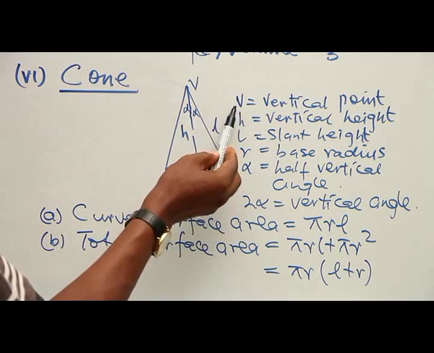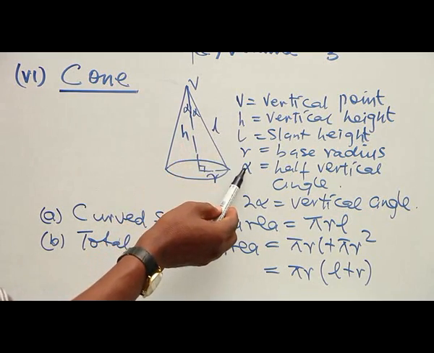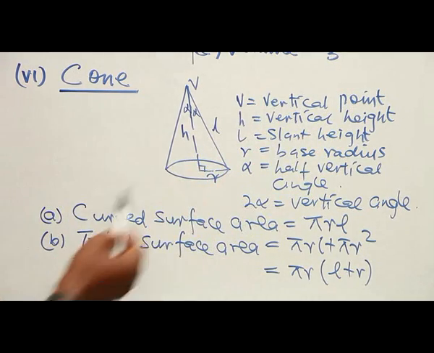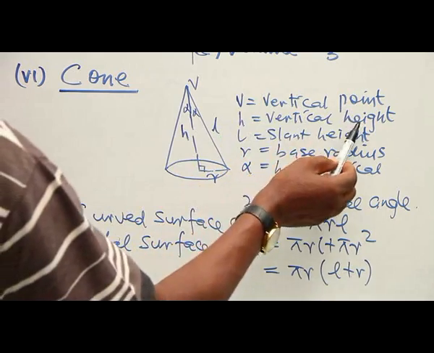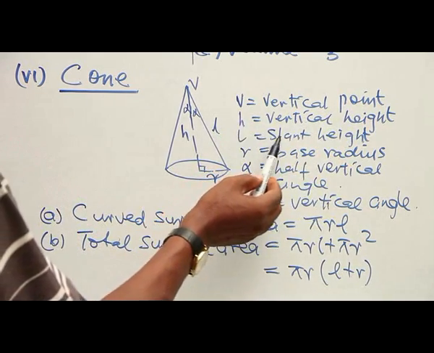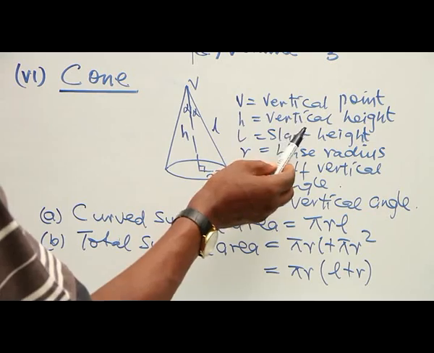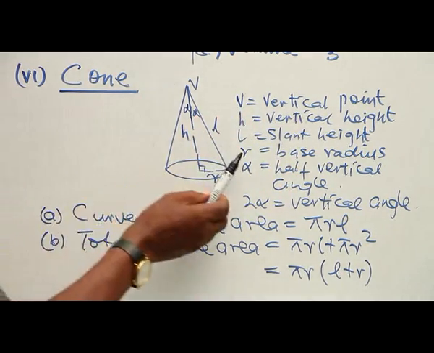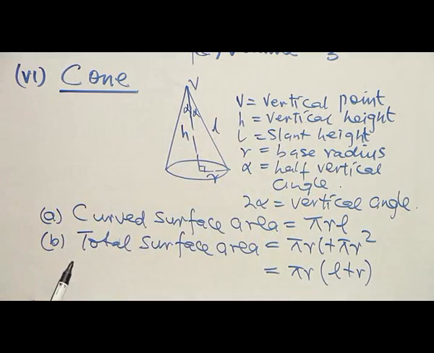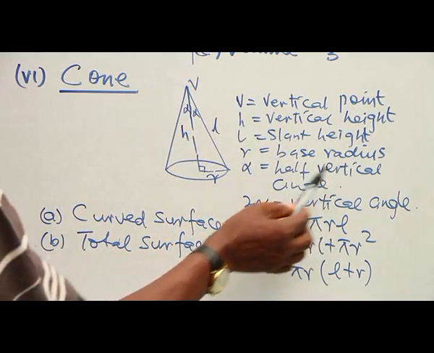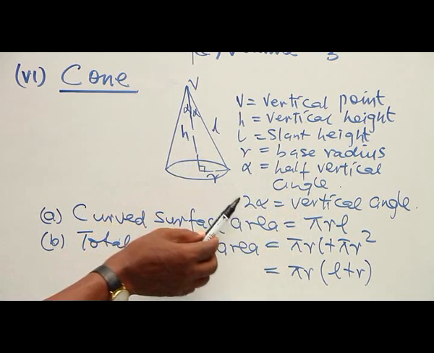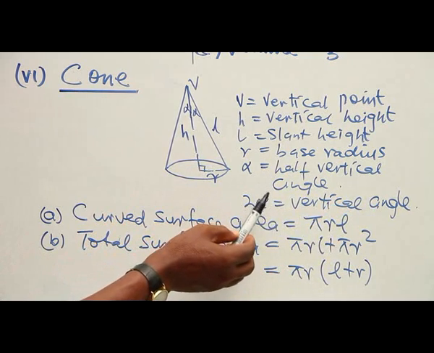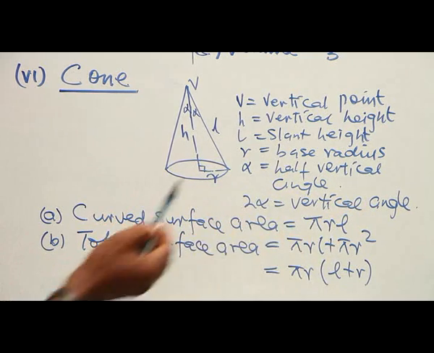Let us explain what the letters I have used now mean. V stands for the vertical point of the cone. H stands for the vertical height. And L stands for the slant height. So there are two heights. One vertical, the other one is slant. Then R is the base radius of the cone. Alpha is half vertical angle. And then 2 alpha is vertical angle. The 2 alpha, that is alpha plus alpha is 2 alpha, that gives you the vertical angle.